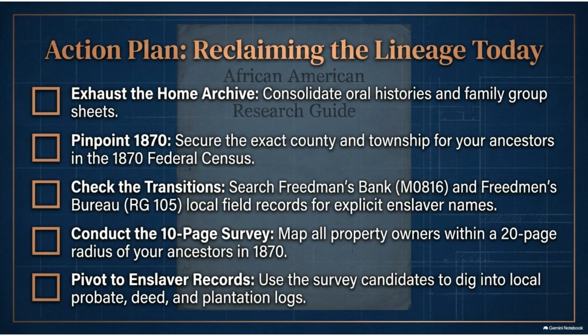To summarize your action plan, exhaust your home archive, pinpoint the 1870 census, search Freedmen's Bank and Bureau records, conduct the 10-page neighbor survey, and finally, pivot to investigating the enslaver's records.